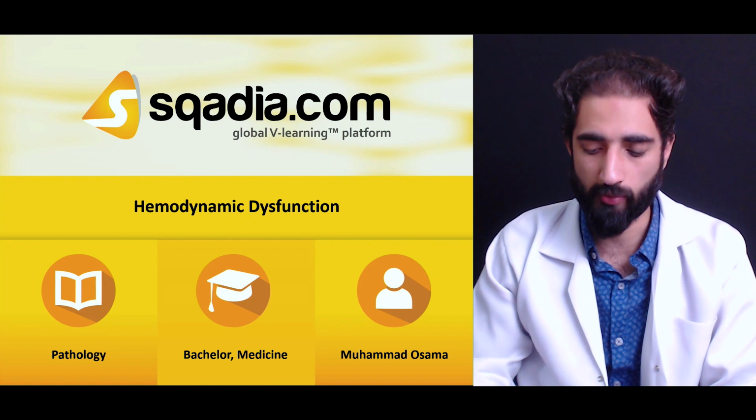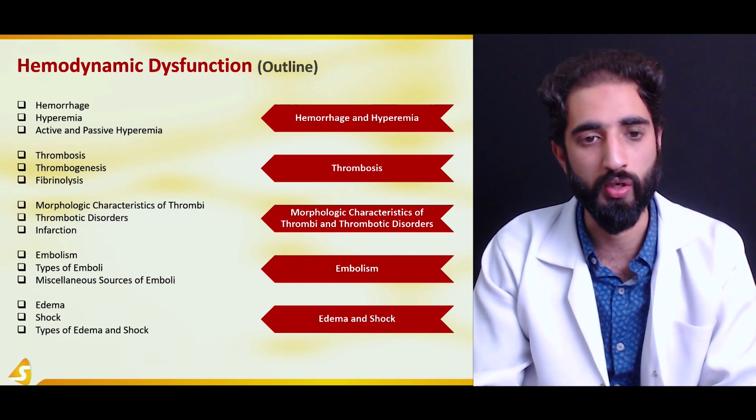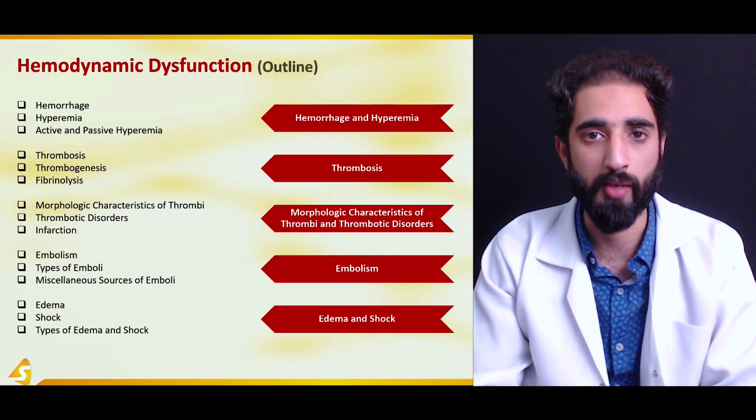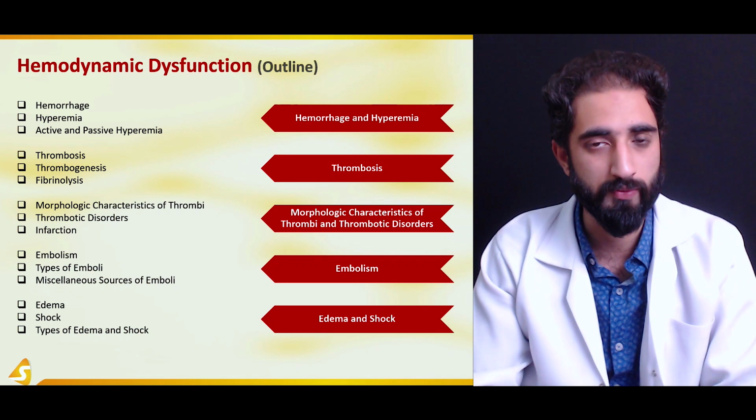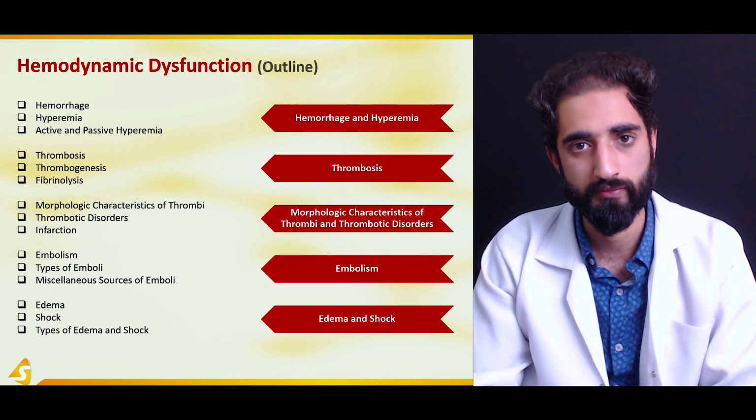My name is Osama, and today we are going to talk about hemodynamic dysfunction. In this lecture, I'm going to go through different topics which include hemorrhage and hyperemia, in which we are going to talk about what hemorrhage is and what hyperemia is and what the different types are. We're also going to talk about active and passive hyperemia.